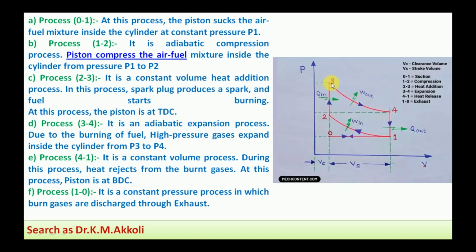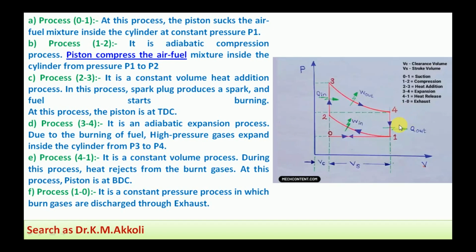The next one, the 3 to 4 process, is the expansion process, or power stroke, or working stroke. In this, due to the pressure of the burnt gases, the piston moves from the top dead center to the bottom dead center. Then the volume increases and the pressure decreases. This is the 3 to 4 expansion process. It is an adiabatic expansion process. Due to the burning of fuel, high pressure gases expand inside the cylinder from P3 to P4 pressure.